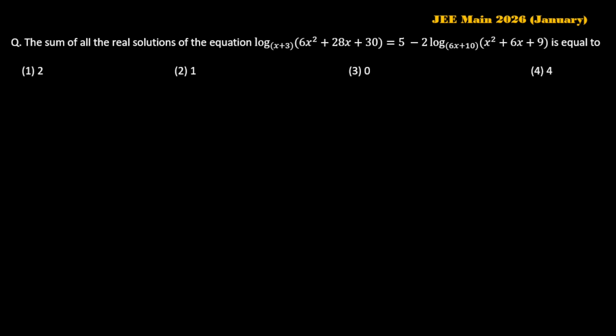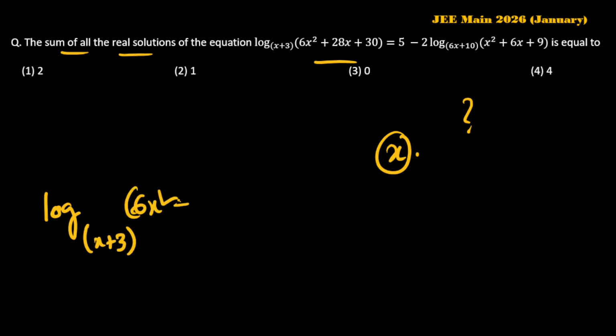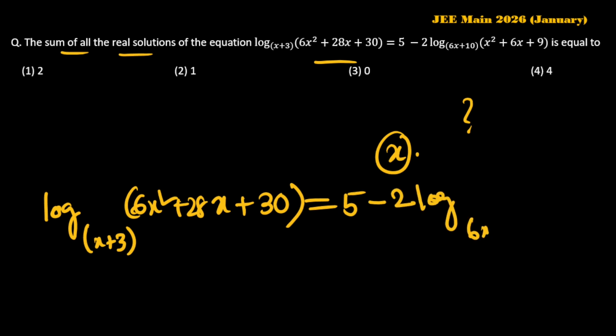The question asks for the sum of all real solutions of this equation. Actually, it asks what the values of x are and the sum of these values. So first, let me write the question. log base (6x² + 28x + 30) of ... is equal to 5 minus 2 log base (6x + 10) of ..., where x² + 6x + 9 is the argument.